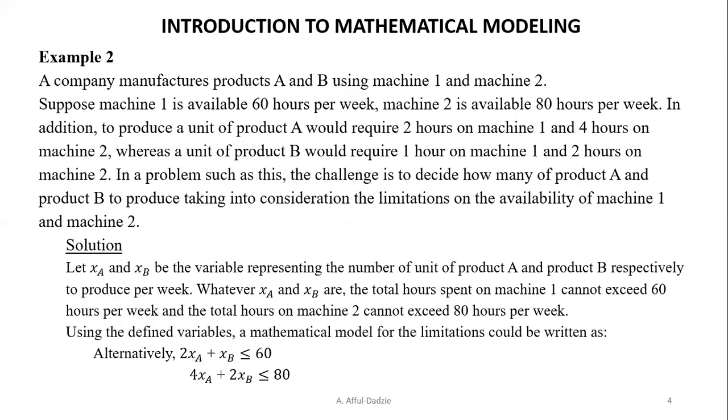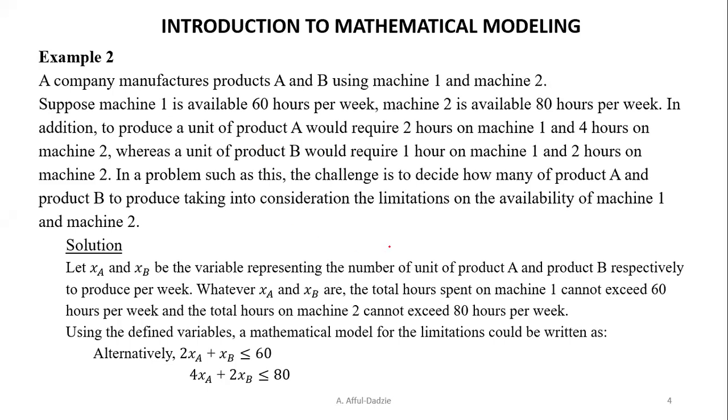Okay. All right, so let's look at another example. A company manufactures products A and B using machine 1 and 2. Suppose machine 1 is available 60 hours a week and machine 2 is available 80 hours a week. In addition, to produce a unit of product A would require 2 hours on machine 1 and 4 hours on machine 2. Whereas a unit of product B would require 1 hour on machine 1 and 2 hours on machine 2. In a problem such as this, the challenge is to decide how many of product A and how many of product B to produce.